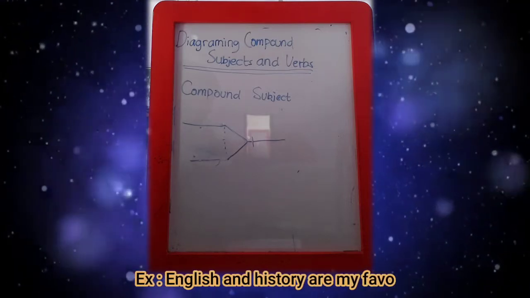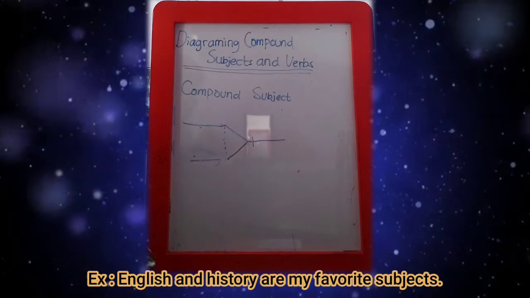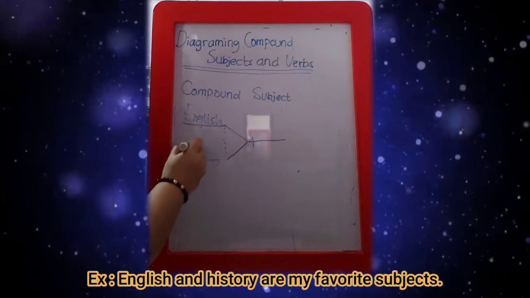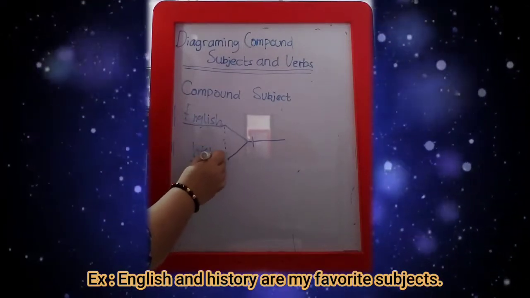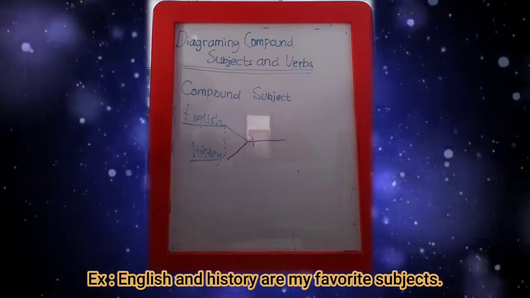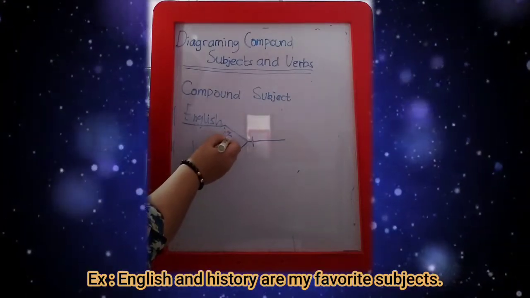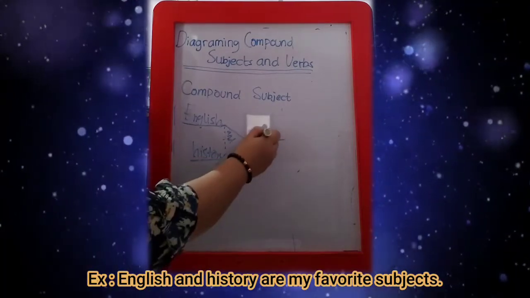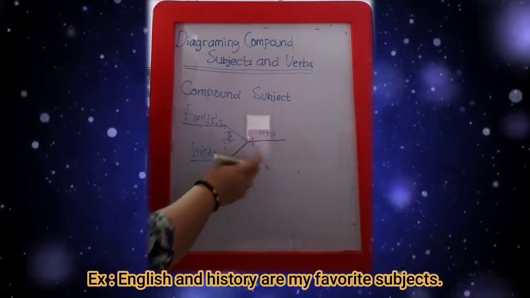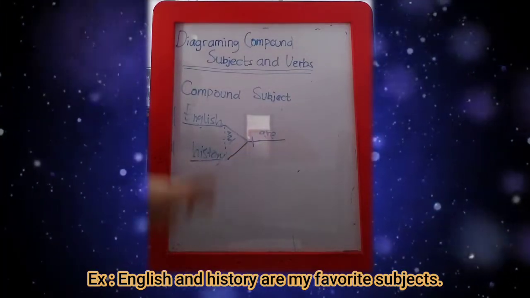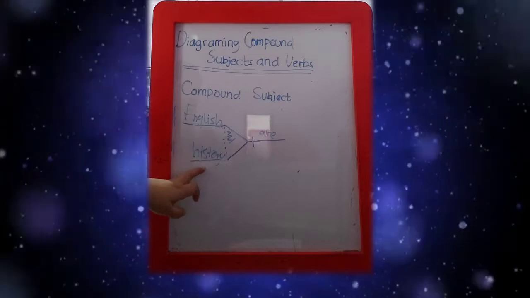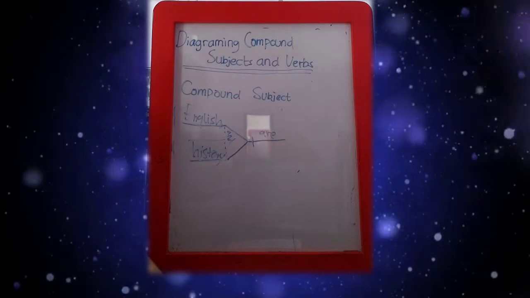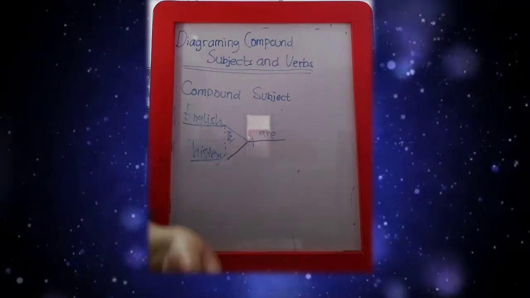English and history are my favorite subjects. So we have to put English here, history. And where is the joining word? Yes, we put and inside the triangle, and then we put the verb are on this line. Okay, if you find more than 2 compound subjects, you may put more lines inside the rocket like this. Okay, next we are going to compound verbs.